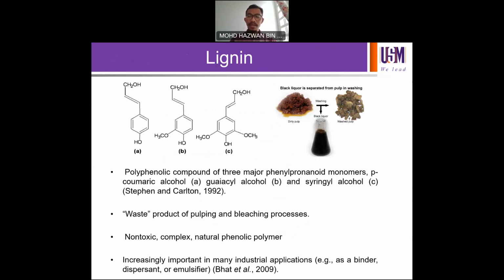And talking about lignin, maybe some of you don't have any idea what lignin actually is. Lignin is a polyphenolic compound composed of major phenylpropanoid monomers: paracoumaryl alcohol, guaiacyl alcohol, and syringyl alcohol. It is considered a waste product of the pulping and bleaching process. Lignin is not toxic, complex in nature, and a natural phenolic polymer. Some recent studies have shown an increase in potency in many applications, such as the use of lignin as a binder, dispersant, emulsifier, corrosion inhibitor, antioxidant, and whatnot.